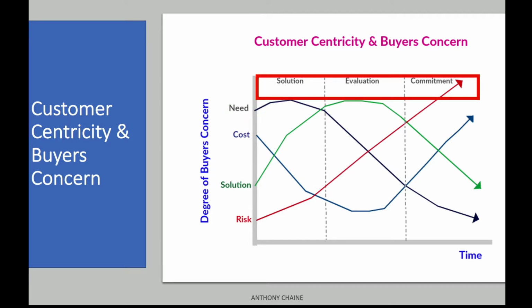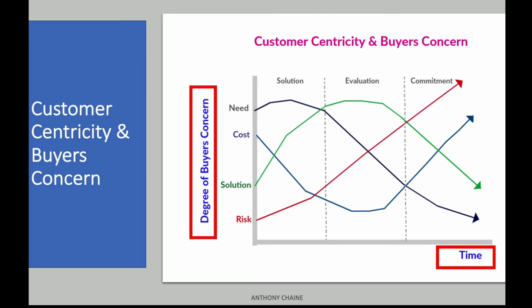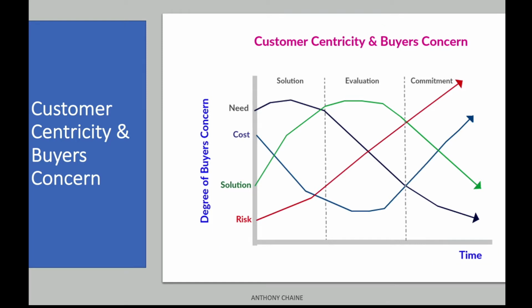On the left side, the y-axis shows the degree of buyer concern. The graph is in the book by Bosworth and Howland called Customer-Centric Selling, which I highly recommend, by the way. The diagram was developed by Neil Rackham, author of SPIN Selling. It details the four variables involved regarding the buyer's concern when making a buying decision.